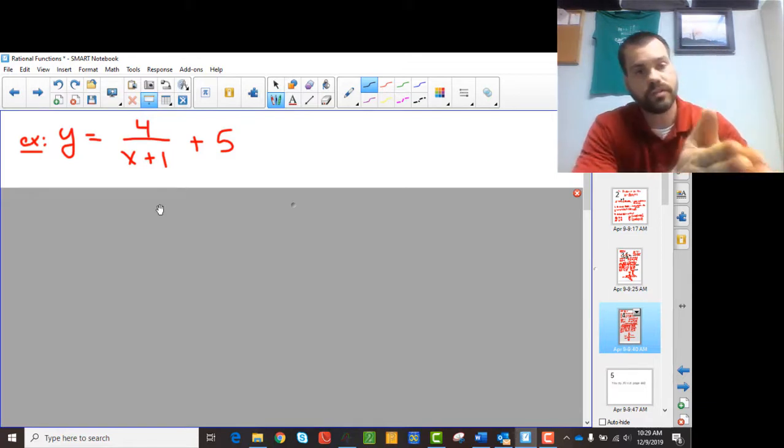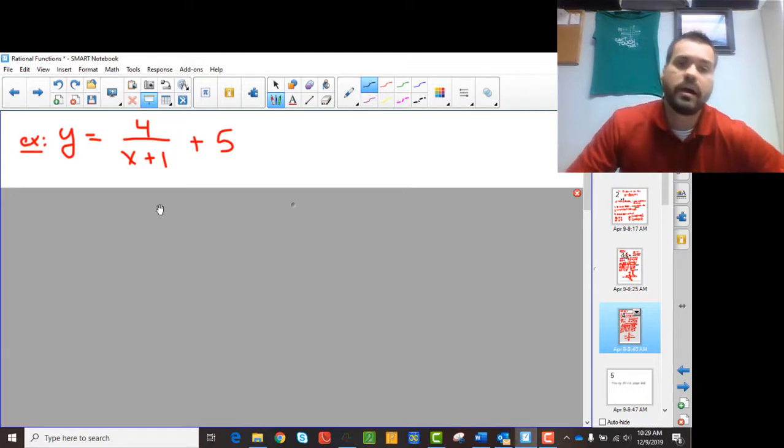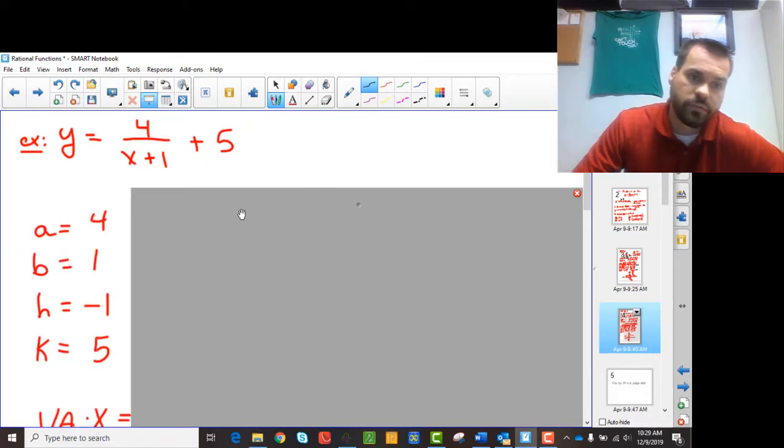But there's another question. So the first thing I like to do is state a, b, h, and k. A comes from here, so a is going to be 4. B comes from out here. There's nothing out here, so b is going to be 1. H comes from here, but opposite sign, so h is going to be -1. And then k comes from here, so k is going to be 5.